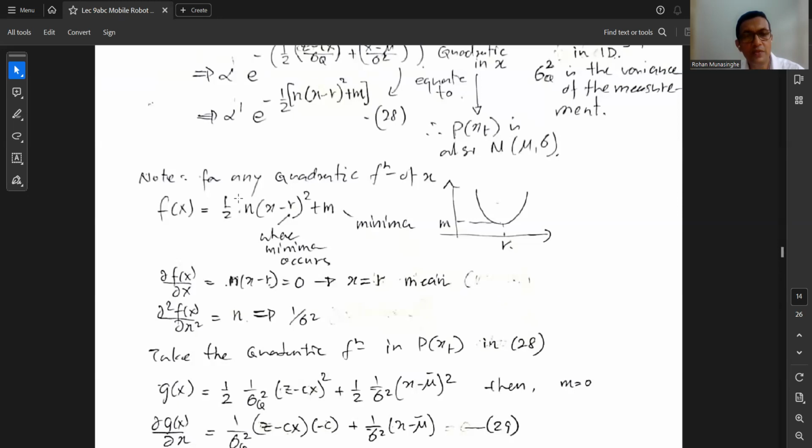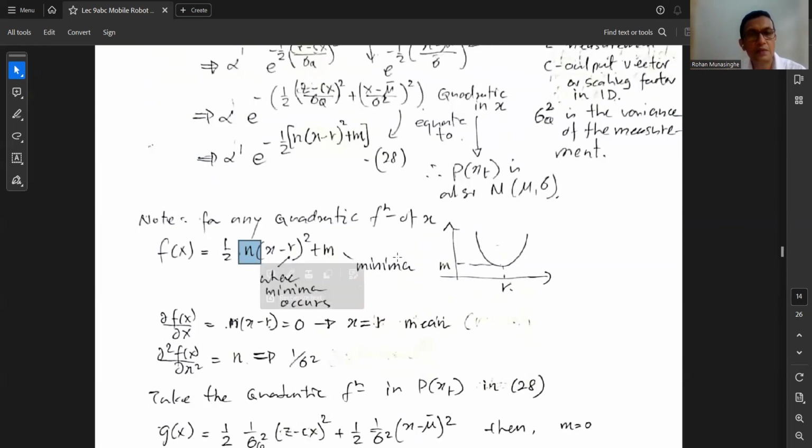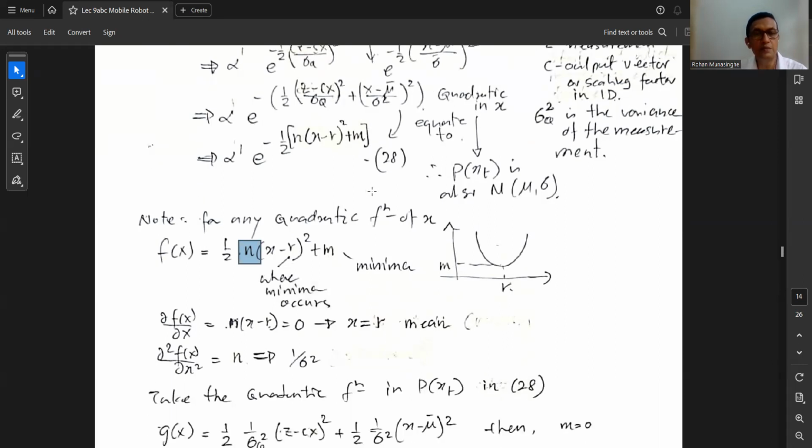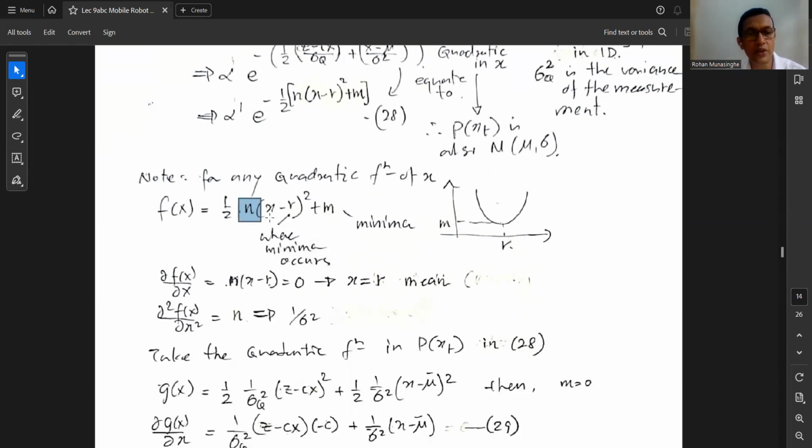N is the normalization factor, isn't it? N is there to make sure the entire function's total probability is 1. So that is sigma square over here. Can you see that? Sigma squared over here, because half is already there. You can see the half here.